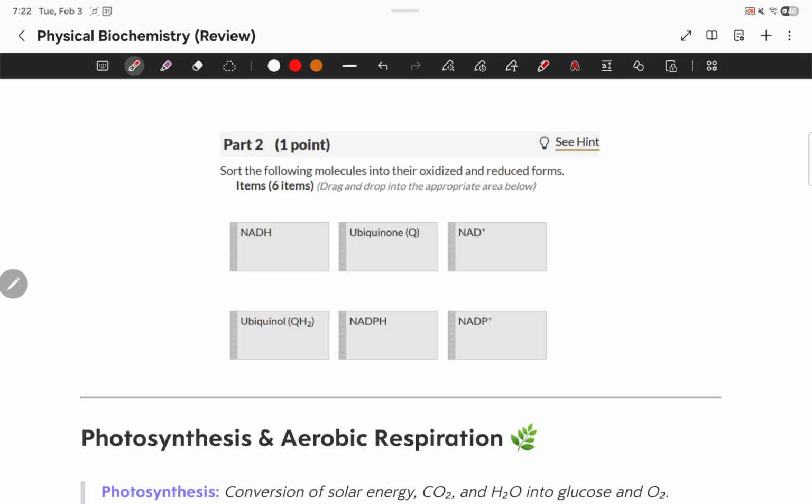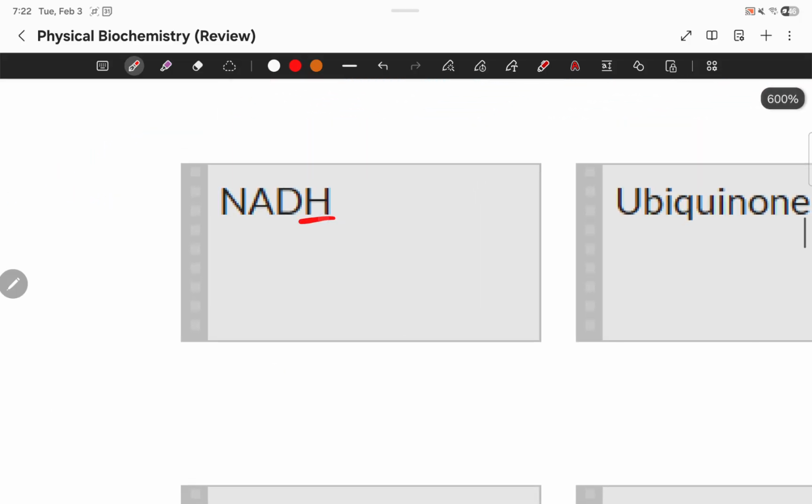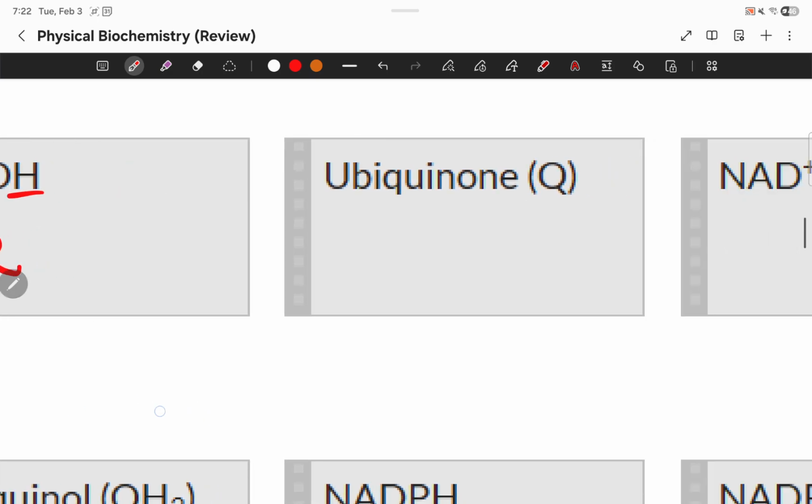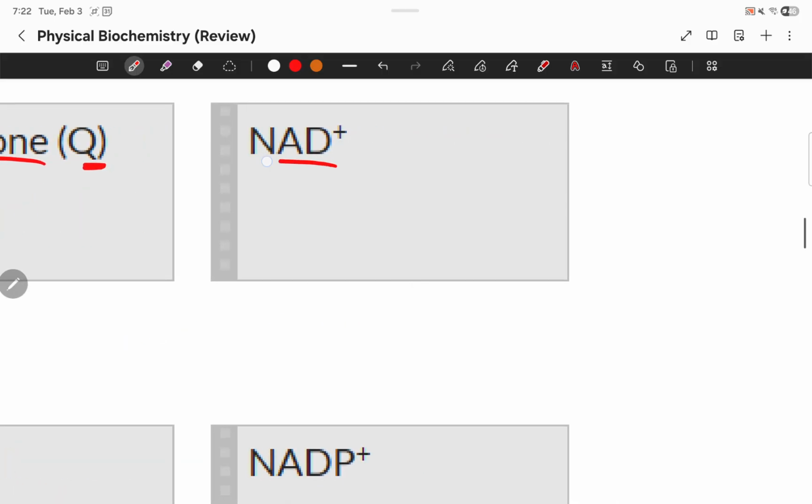So, right here, I'm just going to go through them one by one. We have an electron, so we are gaining an electron. That means it's reduction. Q, right here, we don't have any electron with it. It's one thing. That means it's oxidizing. NAD, and then we have this. That means we lost an electron.